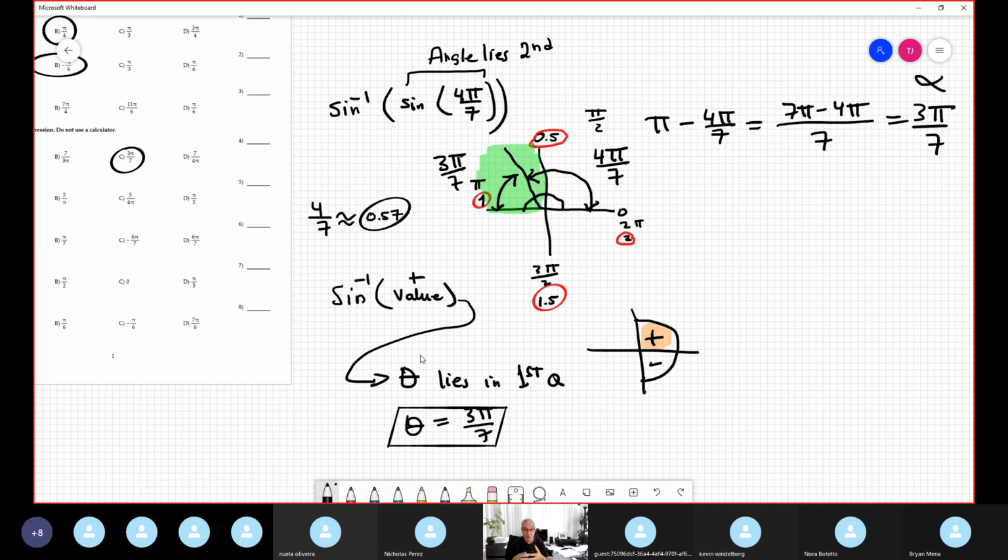So the answer is not 4 pi over 7. It's obvious que no, right? It's obvious que no. It's another angle. And what angle? The reference angle. What is the reference angle? Not 4 pi over 7, 3 pi over 7. End the story. Got it? Let's see after. Si es negative, entonces... Pero no. Okay?